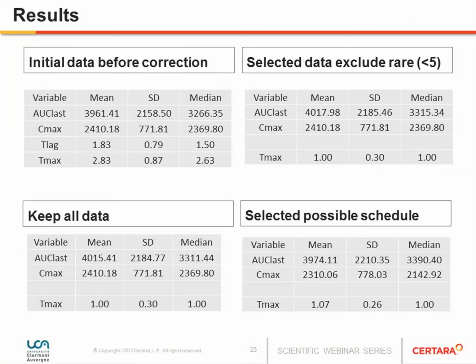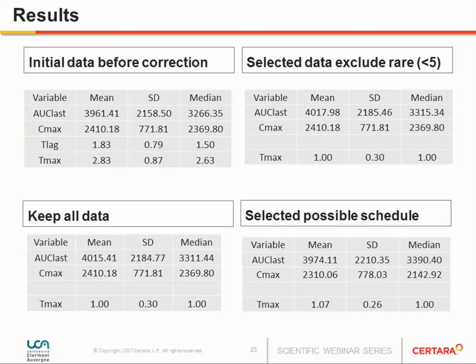This is, on the top left, the initial mean of individual before any correction. You can see that I have an AUC which is 3,961. I have a Cmax which is 2,410. And I have a T lag, of course, in this case. What do I have now? If I exclude the rare value, top right, I have, of course, the same Cmax. I have an AUC which is marginally impacted, 4,017 or 4,018. That means compared to the previous one, I have something which is a little bit higher by 57 on 4,000, if you prefer something which is a little bit more than 1%. So it's not a drama.